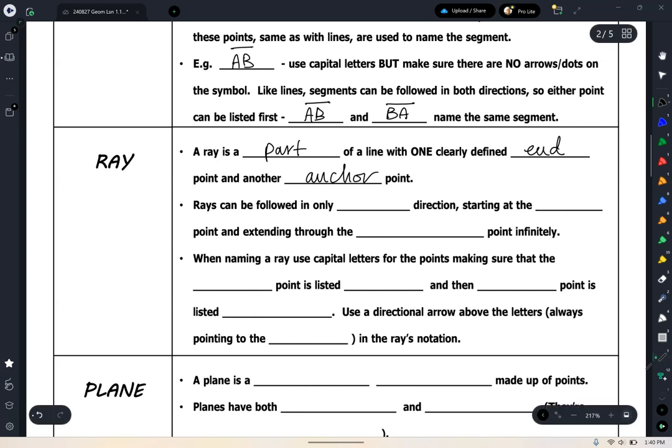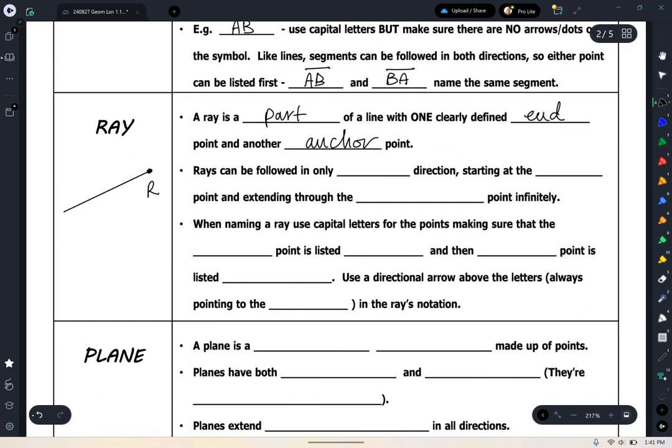Okay, so let's draw a picture of what that might look like here. So let's start with a straight path like this one here. And let's give it one clearly defined endpoint. We'll put a point here and we'll call that R. So now we need an anchor point, which means it's a point that it passes through. So I'm going to put another point down here. We're going to call that Q.